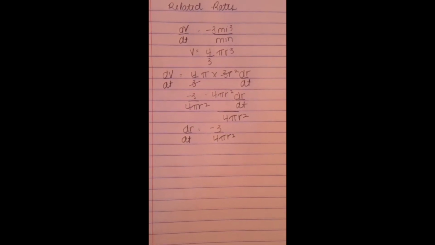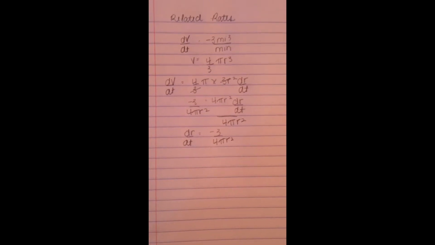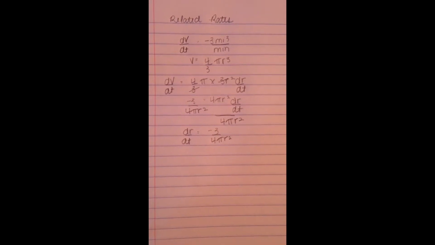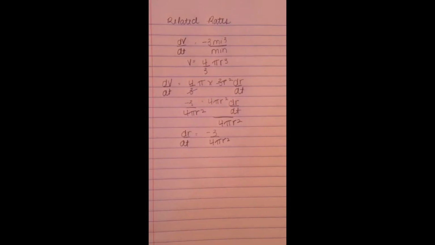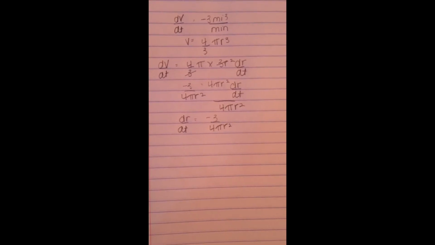Simplify your differentiated equation and then substitute dV/dt in, which is negative 3. Divide the dr/dt side by 4 pi r squared to isolate it. Then you should end up with dr/dt equals negative 3 over 4 pi r squared. Don't forget to keep your negative.